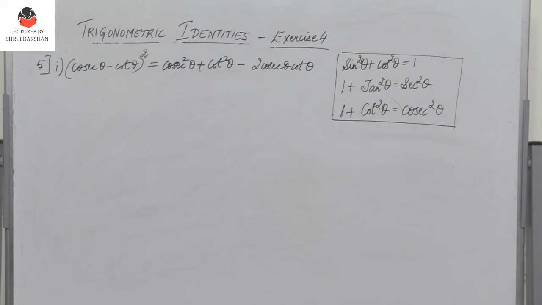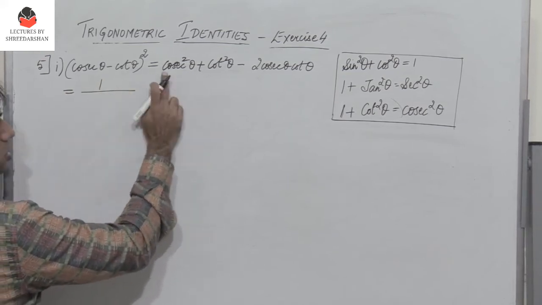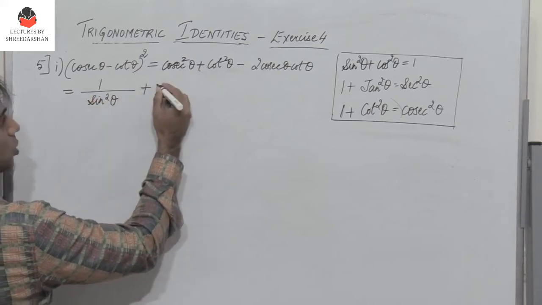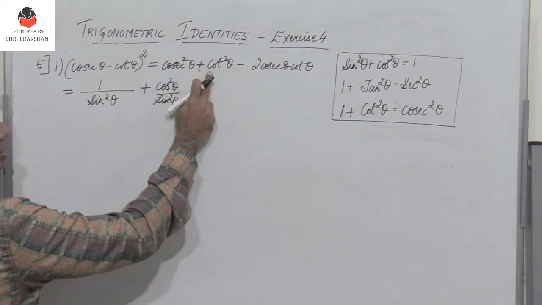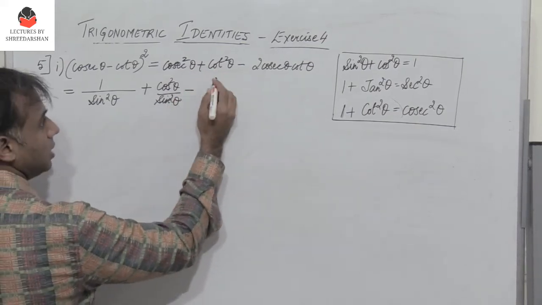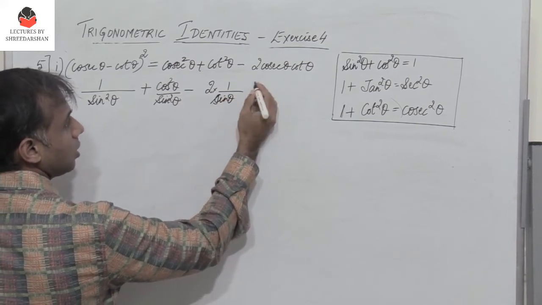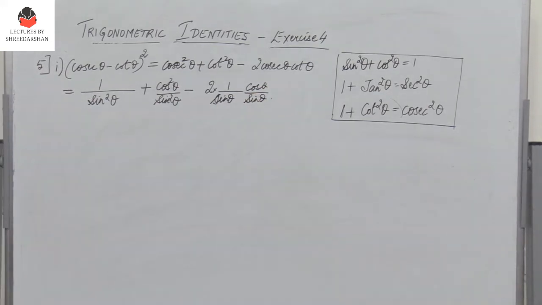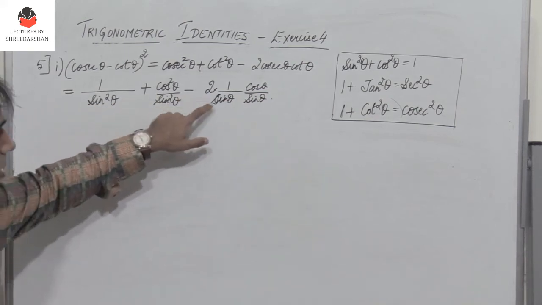Okay. Now let me convert all of them to sine and cos. We use the general notations here. So cosecant square theta is 1 by sine square theta, plus cot square theta is cos square theta by sine square theta, because cot theta is cos by sine, minus 2 into cosecant theta, which is 1 by sine theta, into cot theta, which is cos theta by sine theta. When I do this, what do I observe? The denominator here I have sine square theta, and here also I have sine square theta.